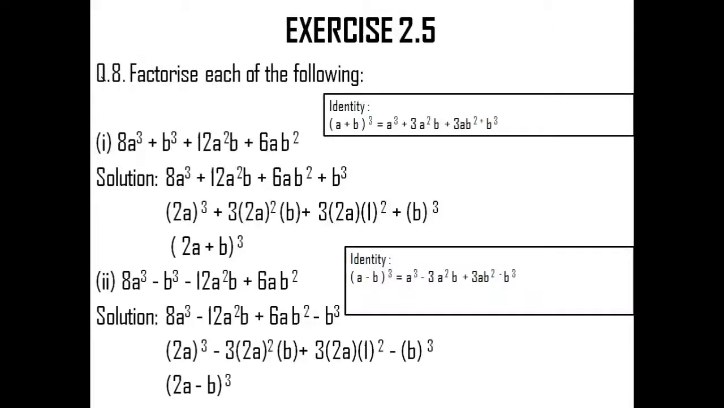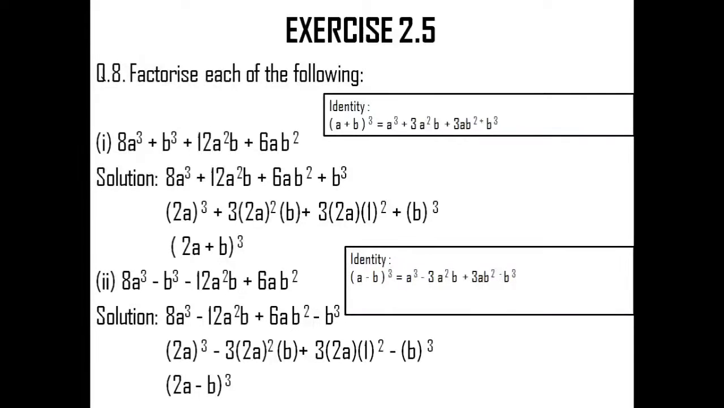Similarly, the second question, which is 8a cube minus b cube minus 12a square b plus 6ab square. What I should do first is just rearrange the terms. Yeah, the terms which are cube are written first and last so that I can easily resemble it to my identities. So what I've done is, to begin with, I've rearranged the question and wrote it as 8a cube minus 12a square b plus 6ab square minus b cube.